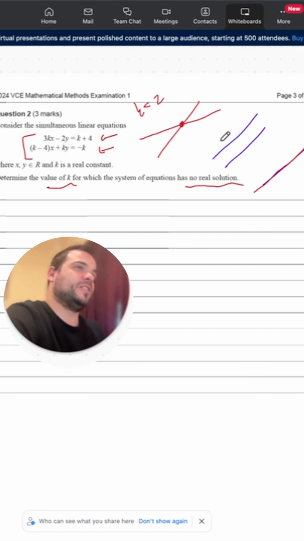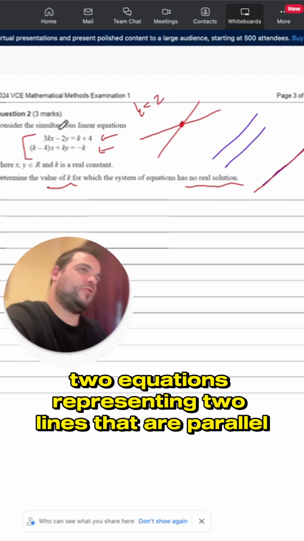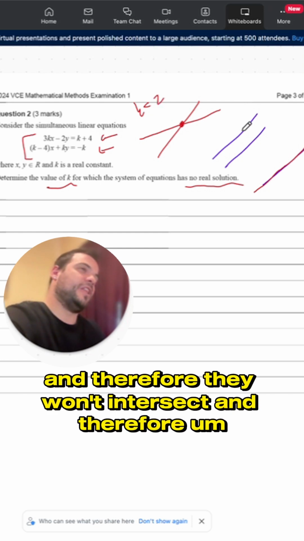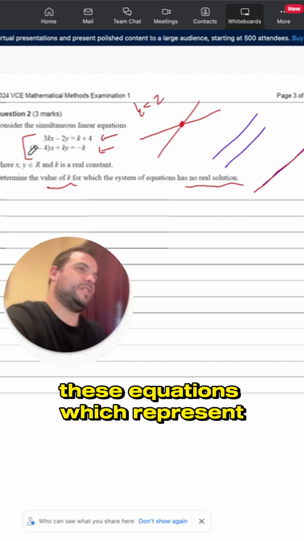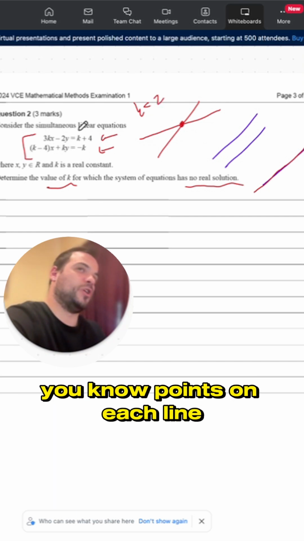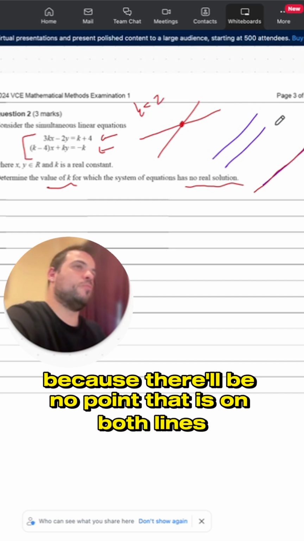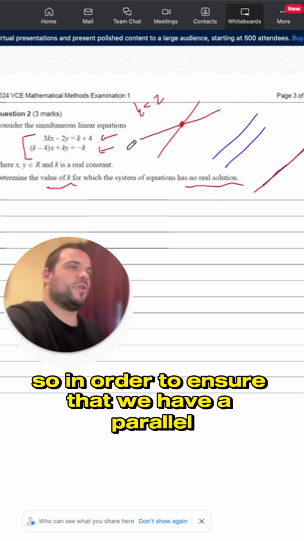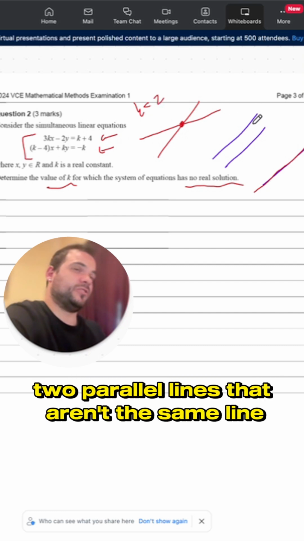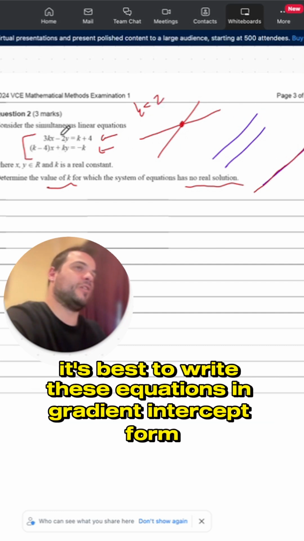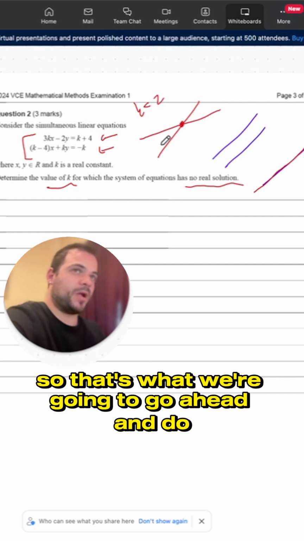So what we want is two equations representing two lines that are parallel but not the same line, and therefore they won't intersect, and therefore these equations, which represent points on each line, won't have a solution because there'll be no point that is on both lines. So in order to ensure that we have two parallel lines that aren't the same line, it's best to write these equations in gradient-intercept form. So that's what we're going to go ahead and do.